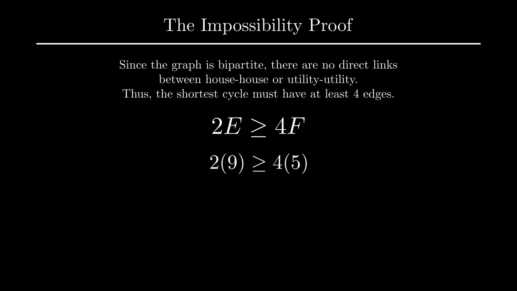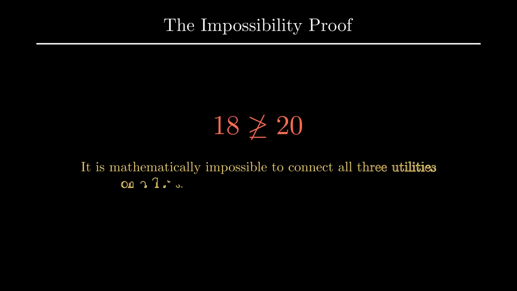Now, let's substitute our known values: 2 times 9, and 4 times 5. This leaves us with the statement: 18 is greater than or equal to 20. This is a clear mathematical contradiction. Since 18 is not greater than 20, it is logically impossible to connect the 3 utilities on a flat sheet of paper without crossing lines.